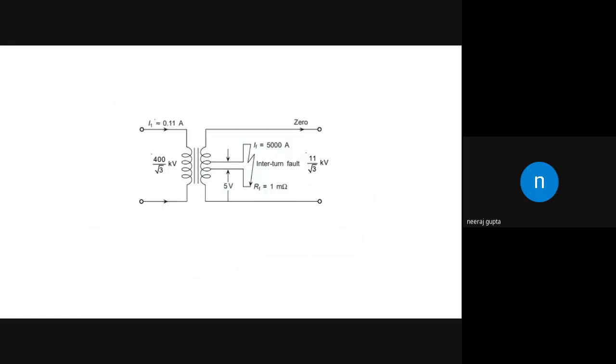Now next is the interturn fault in the transformer. If you take the case of the interturn fault, suppose we want to detect it. Let us suppose that we have a system where the input voltage is 400 by root 3, and the current flowing initially is I1, such that V1 I1 equals V2 I2. In that case, let us suppose V2 is open circuit, and no current is flowing through it. And let us suppose that an interturn fault occurs within the system.